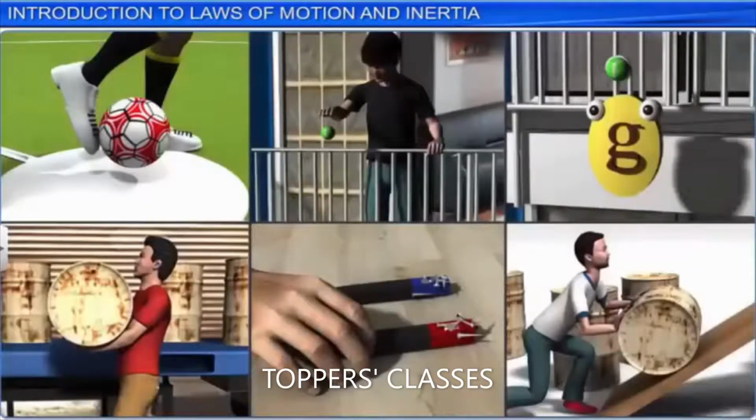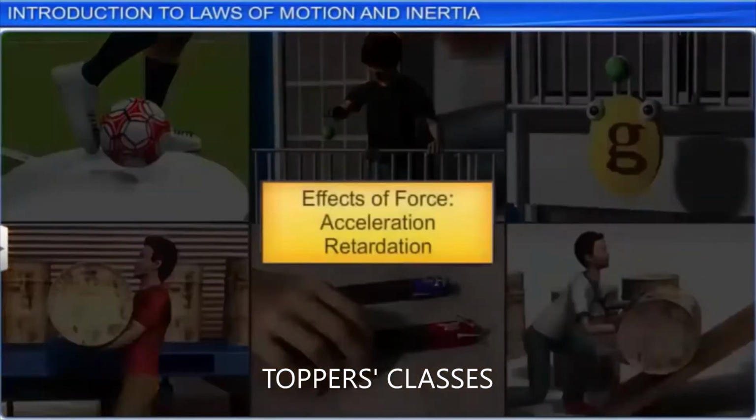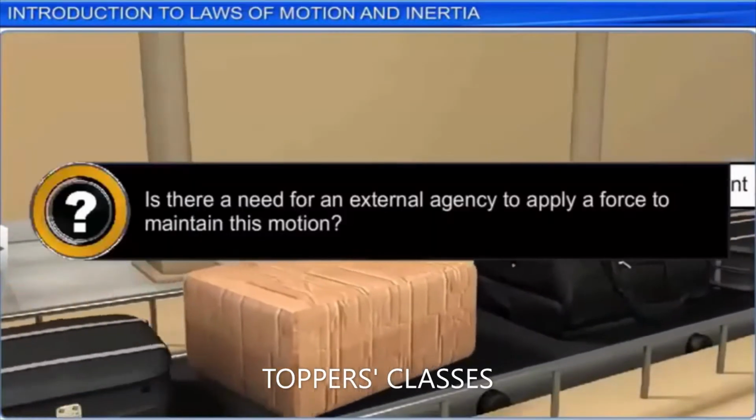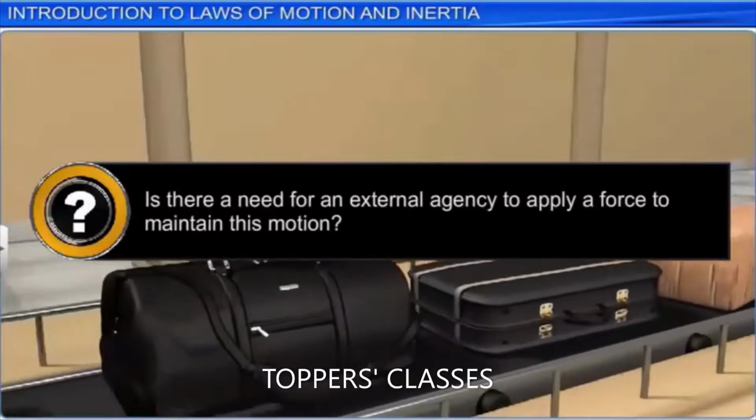In all these examples, we saw that an external agency applies a force, either contact or non-contact, to accelerate a body which is at rest, or to retard the motion of a body which is in motion. Thus, we can say that a force applied by an external agency either accelerates or retards a body. Now consider a body moving with a constant velocity. Is there a need for an external agency to apply a force to maintain this motion? Yes.